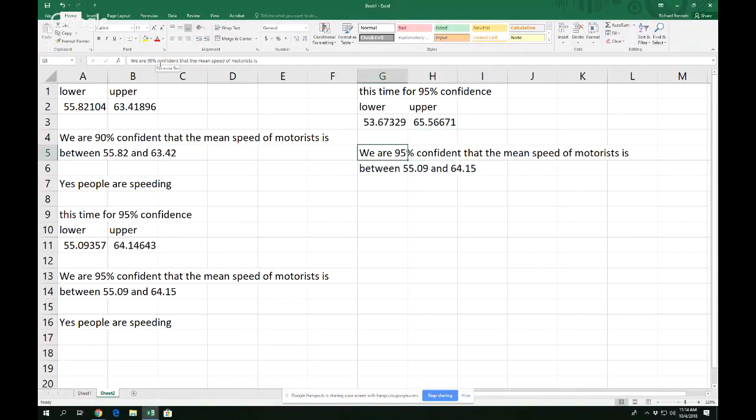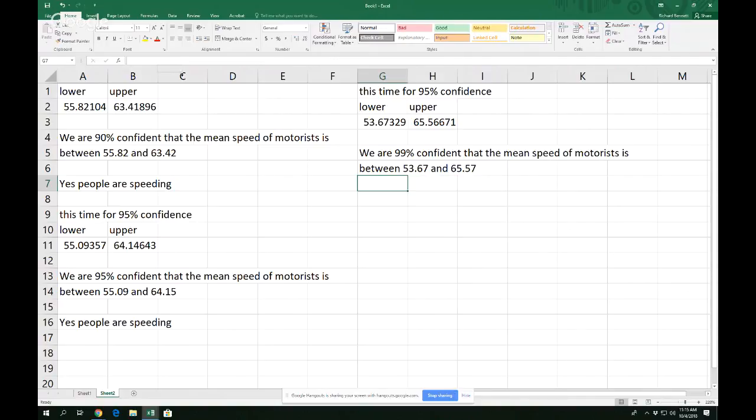Eddie, what's my confidence statement? We are 99% confident. So we're way more confident, right? That the mean speed is between 55.09... 63.67 and 65.56. 65 point what? 56. Okay, 57, we'll round it. Can you say with 99% confidence that the people are speeding? No. So the more confident you get, what happens to your margin of error?